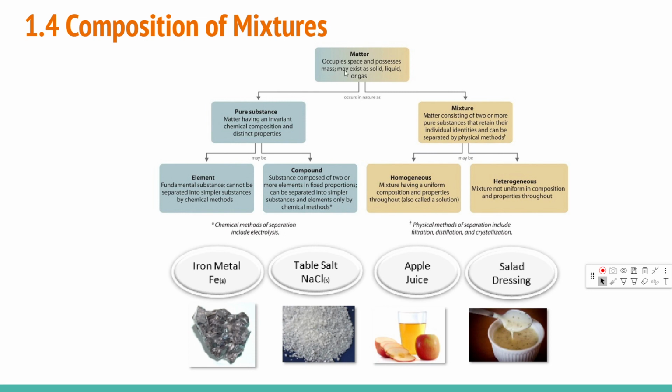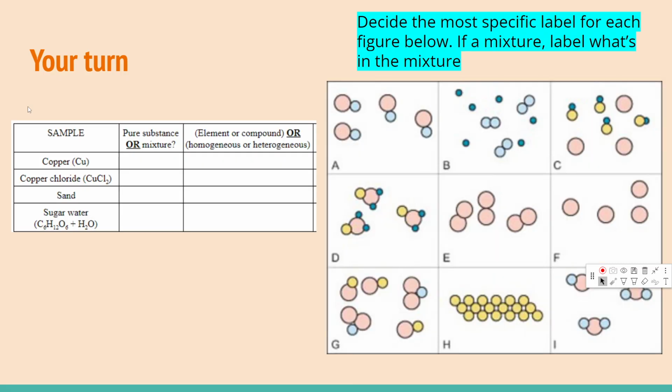There are some definitions under these charts, and you can see where it goes through some examples of that and all that stuff. Okay, so for this your turn, you have it printed on your paper. You're going to talk about pure substances or mixtures here, and then if it's a pure substance, is it an element or a compound? If it's a mixture, is it homogeneous or heterogeneous? For the picture versions, you want to do the most specific label as possible.